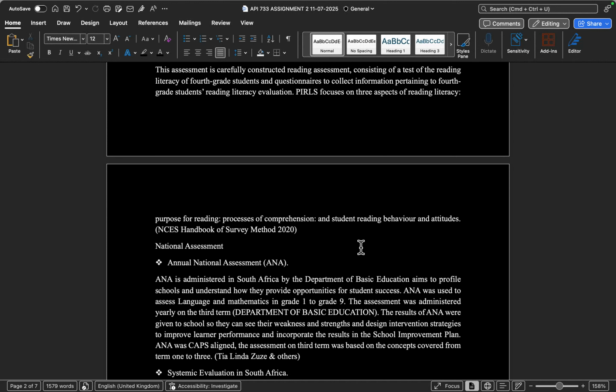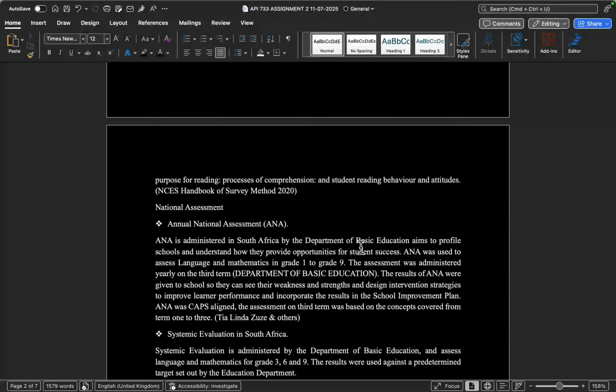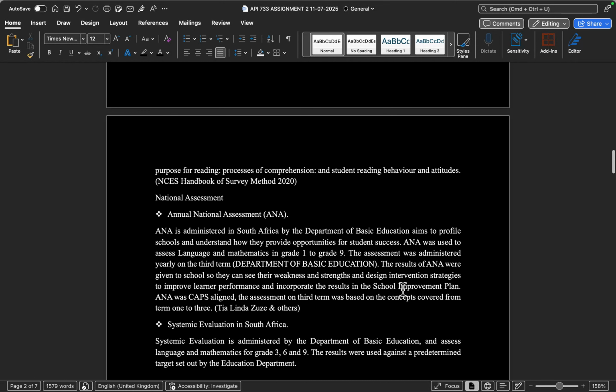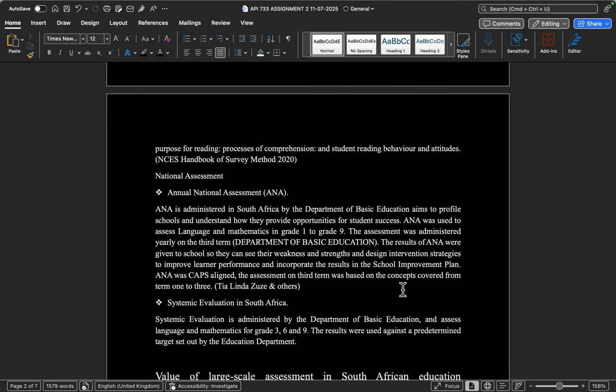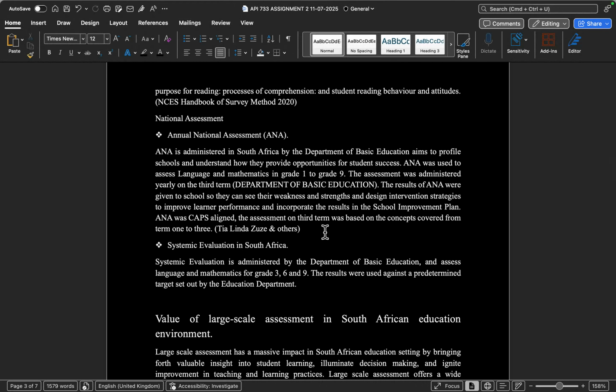And then we've got national assessments, which are also regarded as large-scale assessments. We've got ANA, which is the Annual National Assessment. This assessment is administered by the Department of Basic Education, and is aimed at assessing language and mathematics in grade 1 to grade 9. Unfortunately, this assessment has now been paused in South Africa. The reasons are known to us.